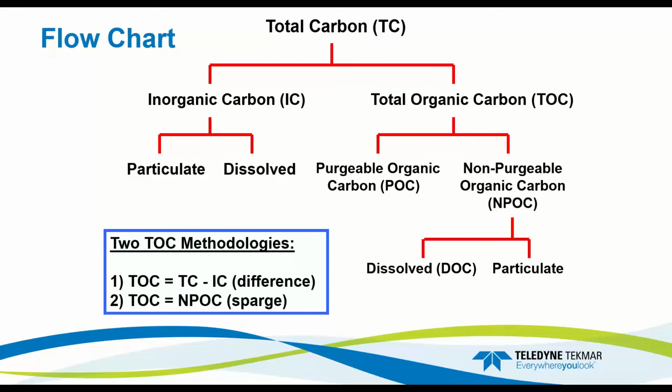So what does that really mean? Well, we basically take our sample, we add acid to it, we acidify it down to roughly a pH of 2, maybe 3, and we sparge that sample. What does that do for us? It's going to drive off our inorganic carbon. It's going to release it, because we don't want to measure that right now. We want to measure our non-purgeable organic carbon, or what we like to say is TOC equals NPOC. So that's going to give us our non-purgeable organic carbon, which is what we're looking for as our TOC measurement.